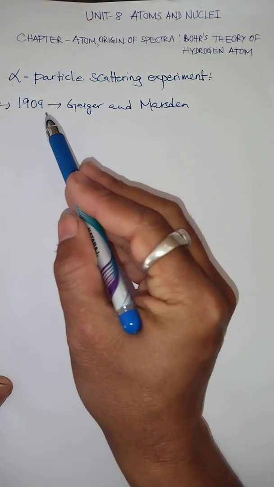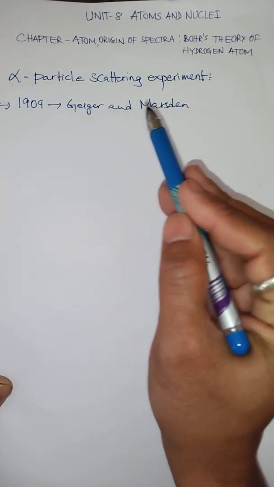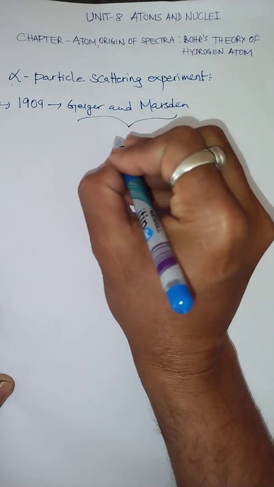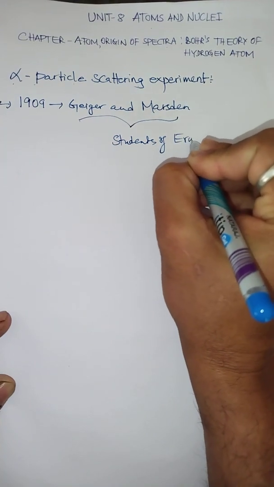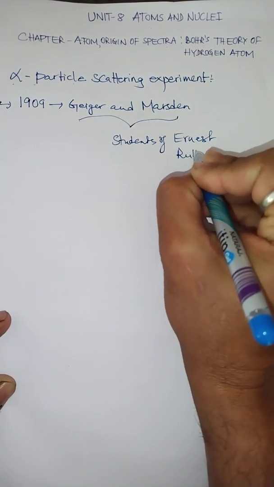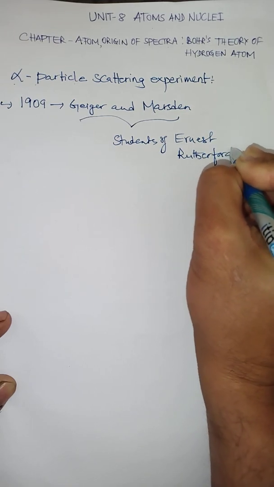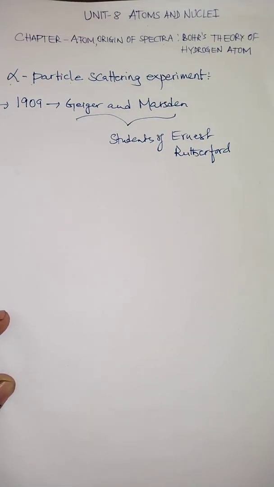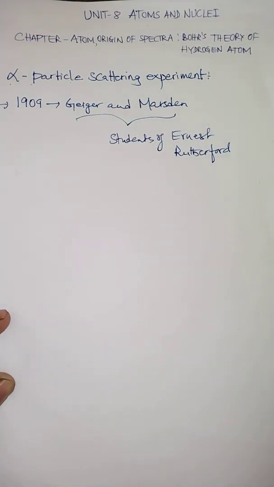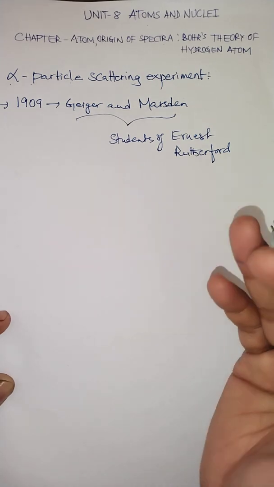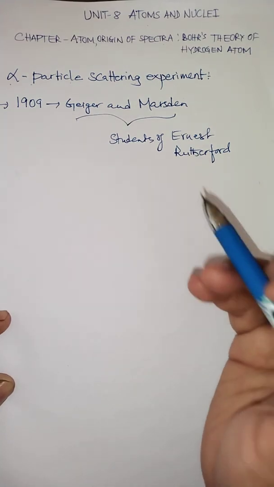So in the year 1909, the two scientists, Geiger and Marsden, were students of Ernest Rutherford, one of the great scientists who made the discovery of the nucleus, the central part of the atom. That means this chapter is full of the atom and the origin of spectra. Students of Ernest Rutherford performed a number of experiments to observe the scattering of alpha particles.